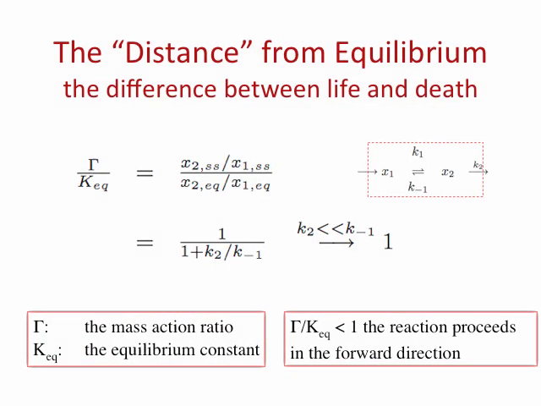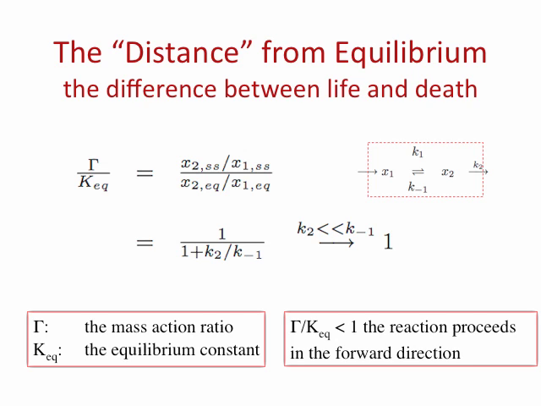We can now derive the mass action ratio and divide it by the equilibrium constant. This is shown in this slide. We have the mass action ratio defined as the ratio between x2 and x1 in the steady state, and K equilibrium is the corresponding ratio in the equilibrium state. We have expressions for all these concentrations available, and we can substitute them in here and arrive at the fraction that is shown below.